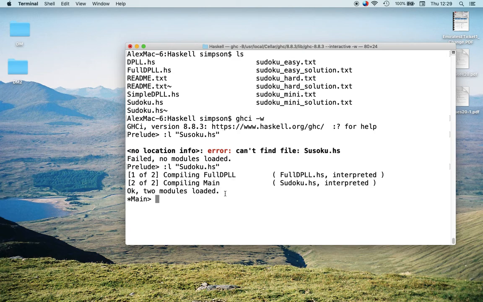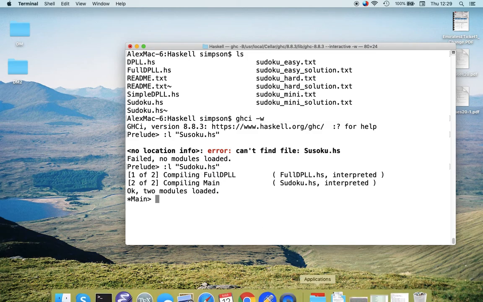Right, well, it says compiling. I think that just means loading, because it does say that it's interpreting it rather than running a compiled version. I don't really care what's going on behind the scenes. What I want to do is use it. So let's have a look at the code, sudoku.hs, and see what's in the file.